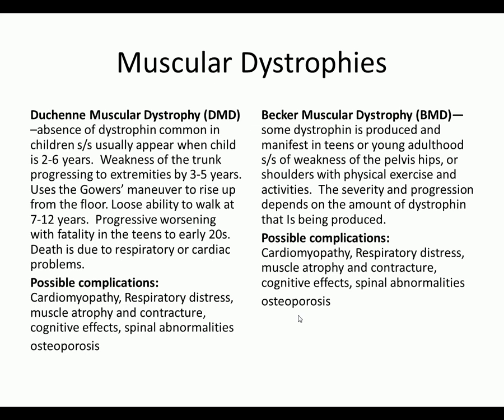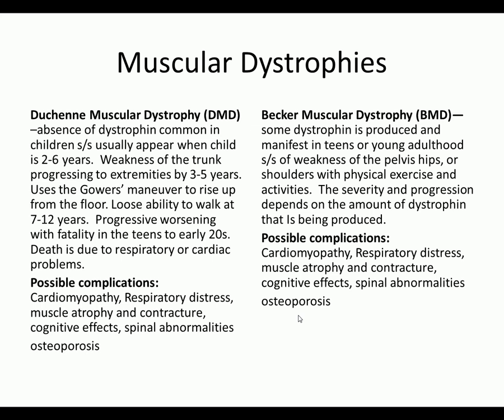It occurs when the X chromosome gene fails to make that dystrophin. Most children affected with muscular dystrophy, of course, are males because it's X-linked, and they only have one X chromosome. If the X chromosome is not producing dystrophin, then that child is going to develop muscular dystrophy.